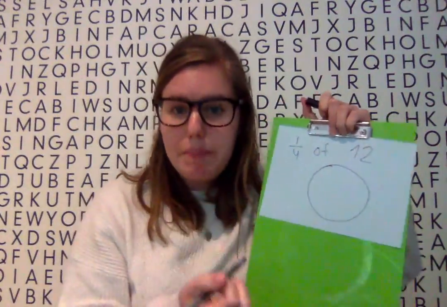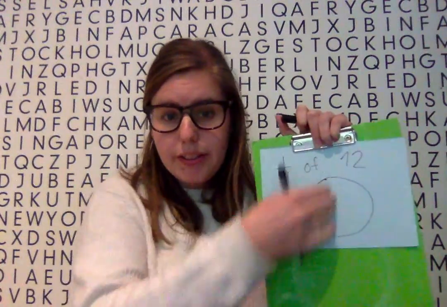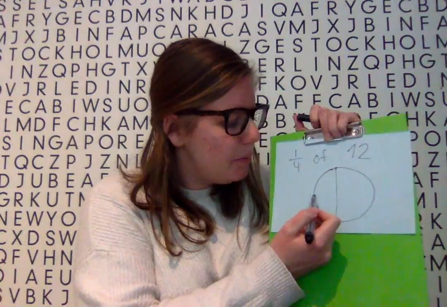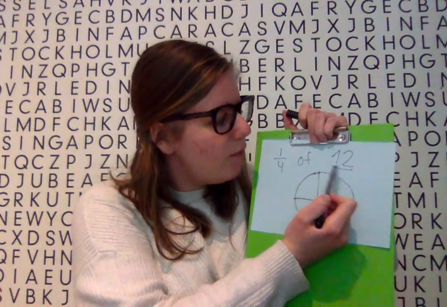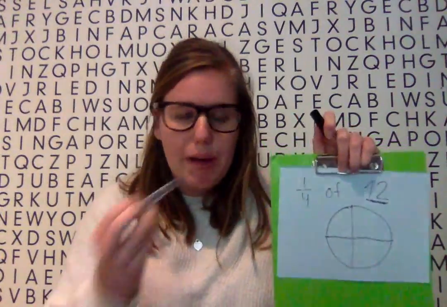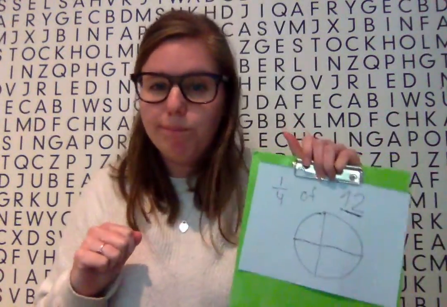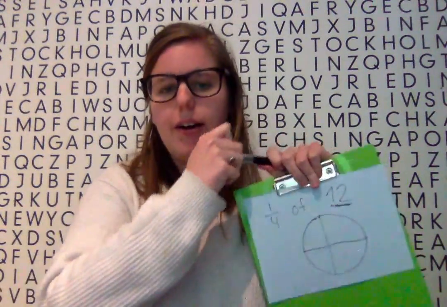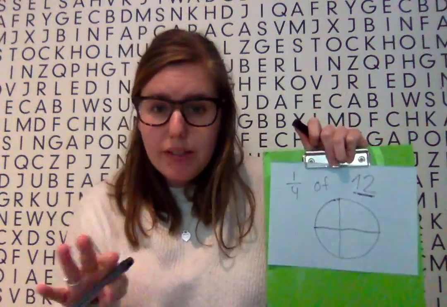I'm going to call this my pizza. And I know I need to split my pizza into 4 slices. So I'm going to split my pizza into 4 slices. And I know I have 12 different toppings to put on my pizza. So what kind of toppings would you guys like? I like salami on my pizza. So we're going to put 12 pieces of salami.